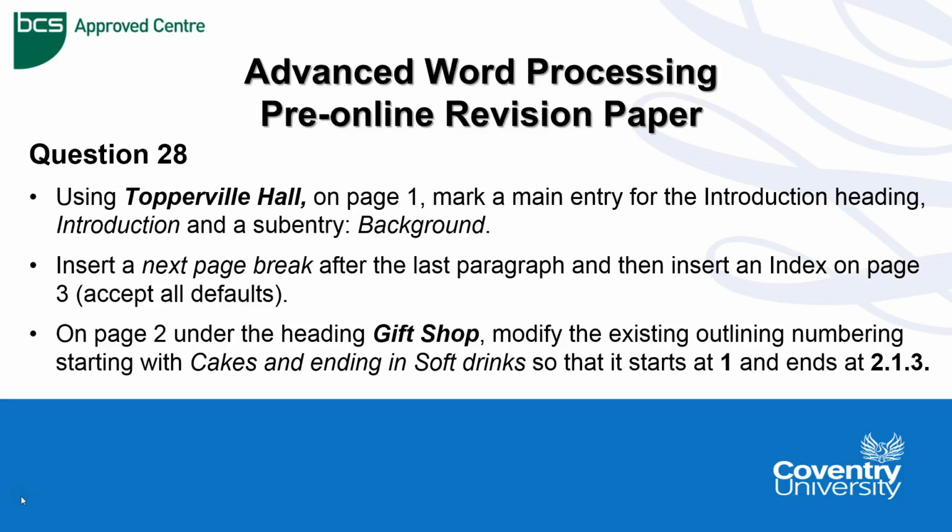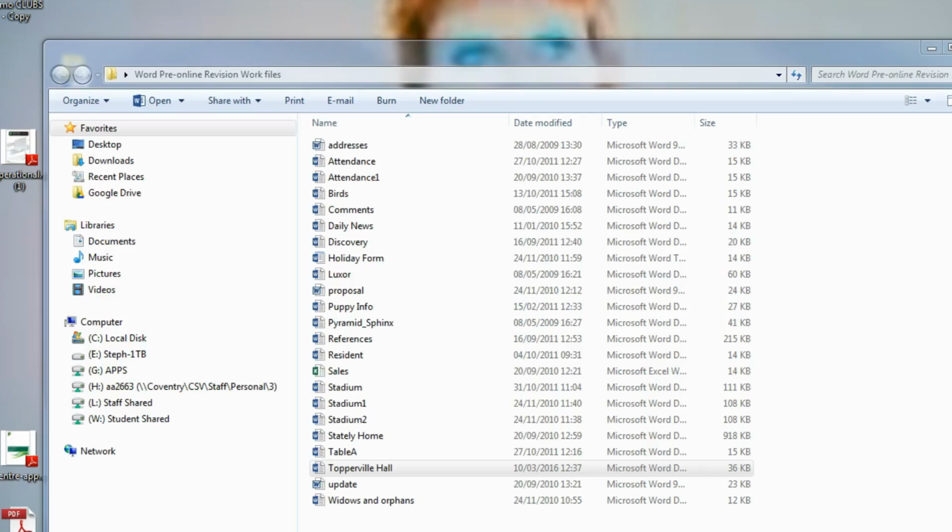background. Then it's asking us to insert a page break after the last paragraph and then insert an index on the final page 3, not making any changes except to accept all the defaults. And then finally on page 2 under the heading gift shop, it's asking us to modify existing outline numbers starting with cakes and ending in soft drinks so that it starts at 1 and ends at 2.1.3. So let's do this together then.